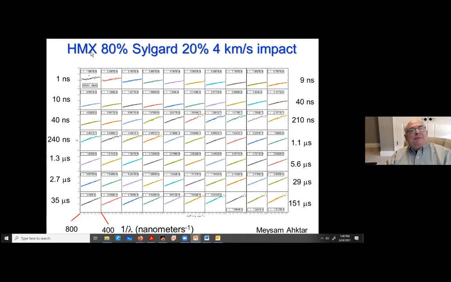Okay, so here's a plastic bonded HMX explosive, 20% Sylgard binder with a 4 km/s impact. And we're going to run from 1 nanosecond to 150 microseconds. That's about, I forget, 50,000 spectral radiances. Then we do a log time averaging, so that each decade has about the same number of points. So bottom line, we take the 10,000 or 100,000 points and we turn them into 70 points by averaging. All right, so what do we see here?